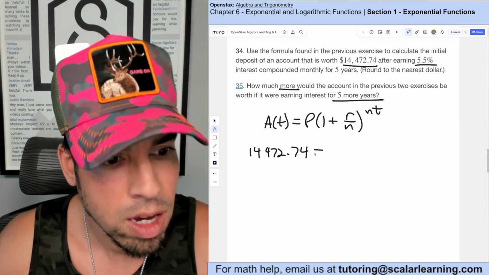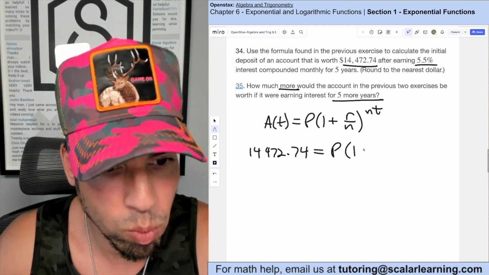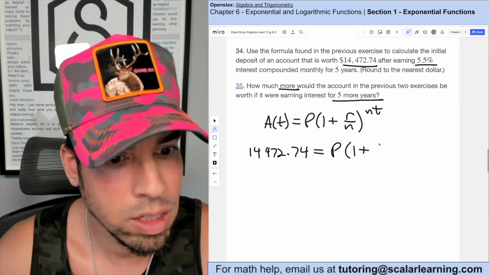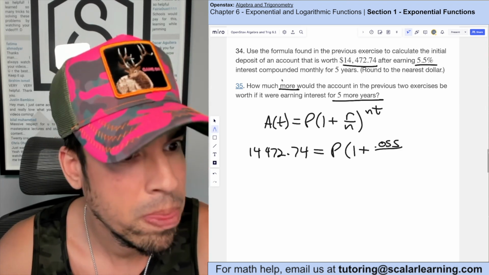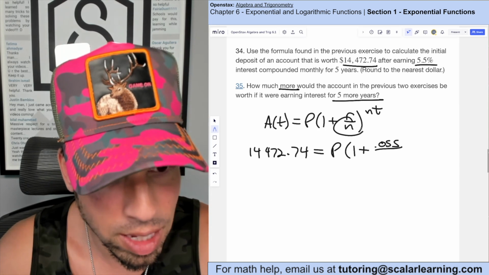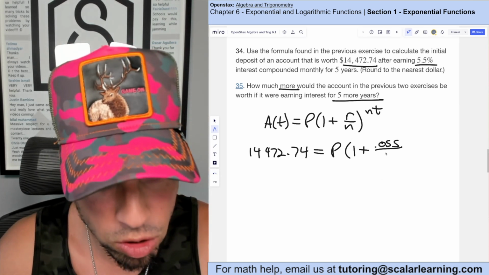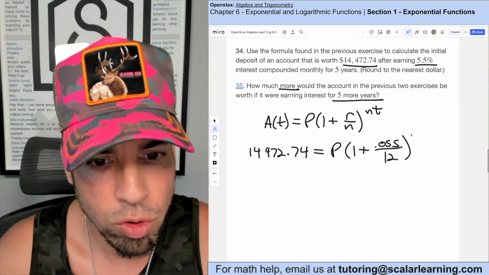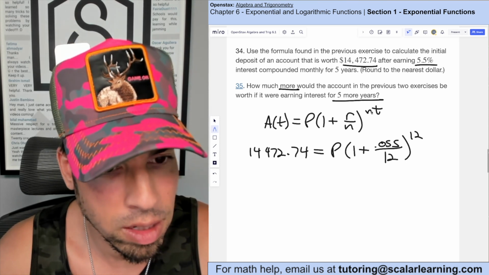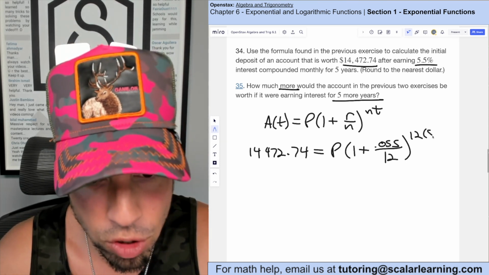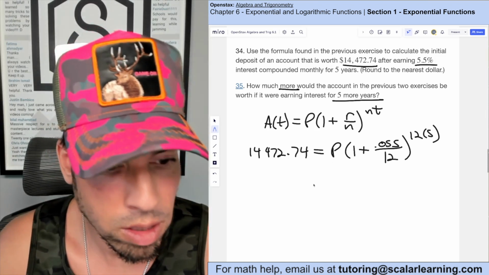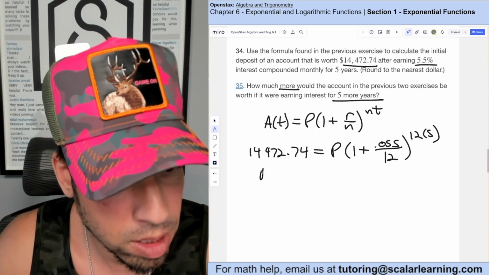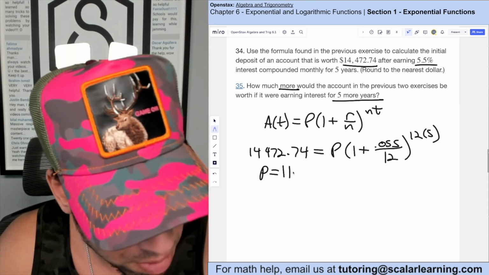So we have 14,472.74, that's my a, equals an unknown principal with 1 plus my rate is 5.5%, aka 0.055, that's in decimal format. And it says it's compounded monthly. That's my n value. That's the number of times per year it's compounded, which is 12, to the 12. And then that's my n, and then t is 5. So this is a nice setup to solve for p. So once we kind of solve this out and isolate for p, we see that p equals approximately $11,000.